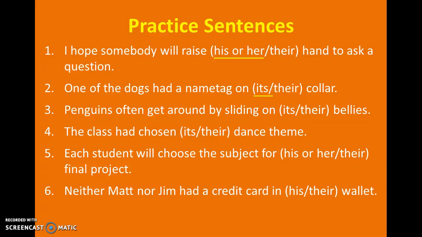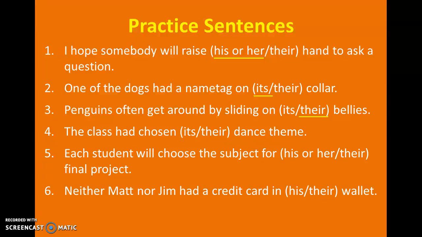Number three, we have penguins often get around by sliding on its or their bellies. In this sentence, the antecedent is penguins, which would be plural, so therefore you need to use a plural pronoun, which would be their. Number four, we have the class had chosen its or their dance theme.